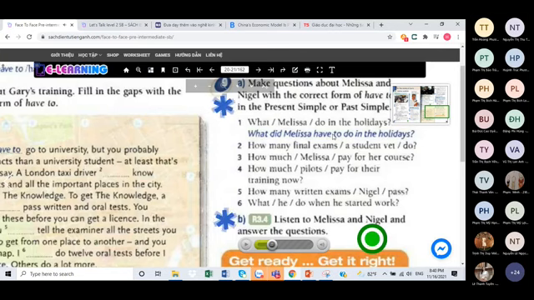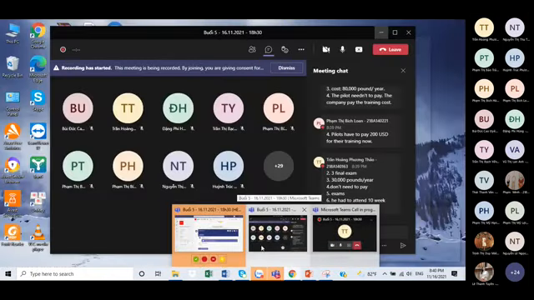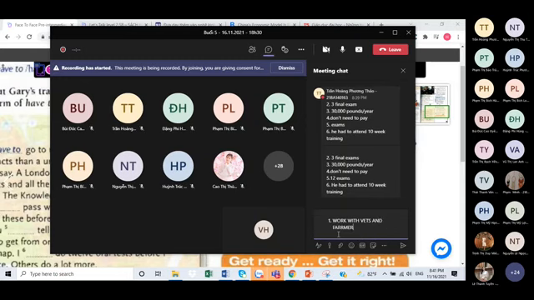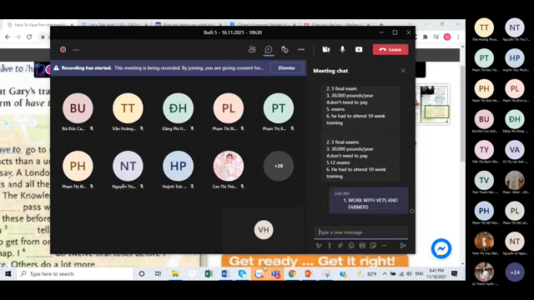Now, number 1, what did Melissa have to do in the holidays? So work with vets and farmers, right? And number 1, if you give a short answer, so you can say, full answer, you say she had to work, but short answer, so work with vets and farmers on the weekend, right? So that's for number 1. A full answer, so she had to work with vets and farmers.